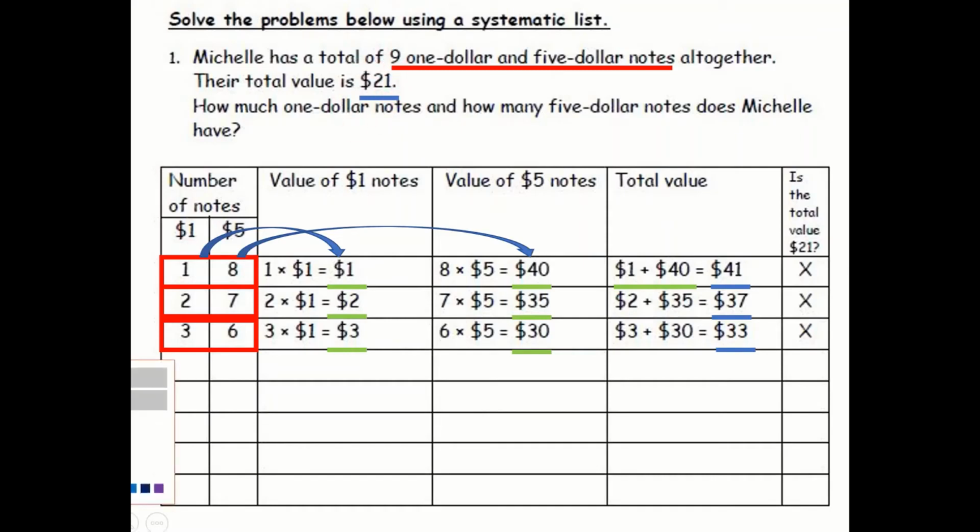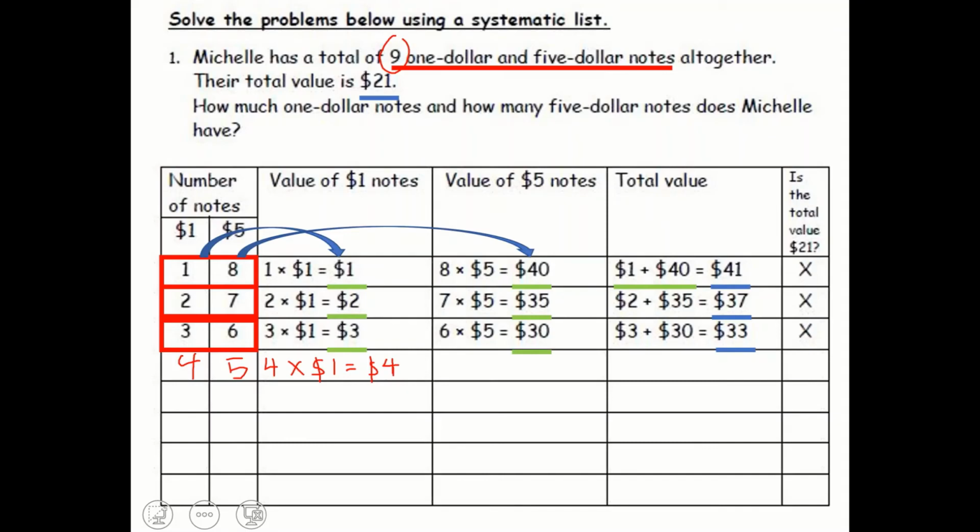So in this case, we have to continue by finding out what could be a possible answer. As you can see, we are making a list. After trying 8 $5 notes, 7 $5 notes, and 6 $5 notes, the best option is to try 5 $5 notes. If there are 5 $5 notes, we will take 9 minus 5 to give us 4 $1 notes. Let's find the value of the $1 notes. We take 4 times $1, and this will give us $4.